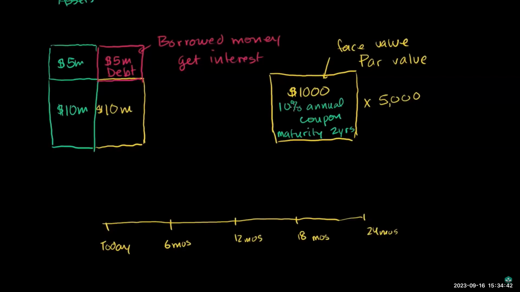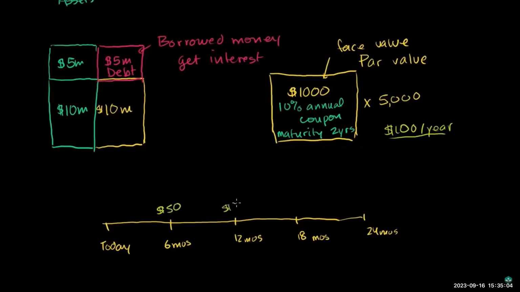So what is this? If you hold this bond, this certificate, what do you get? Well, it's going to pay you 10% annually, so $100 per year. But they actually pay the coupon semi-annually. So you get $100 a year, but you get half of it every 6 months. So you're going to get $50 after 6 months.